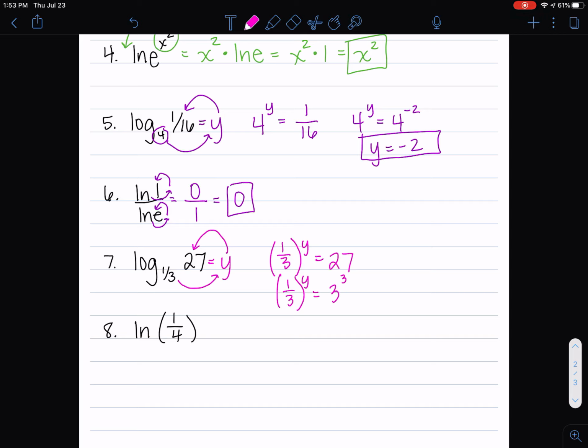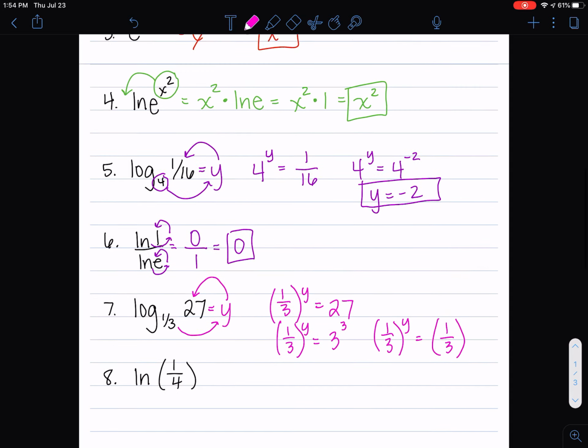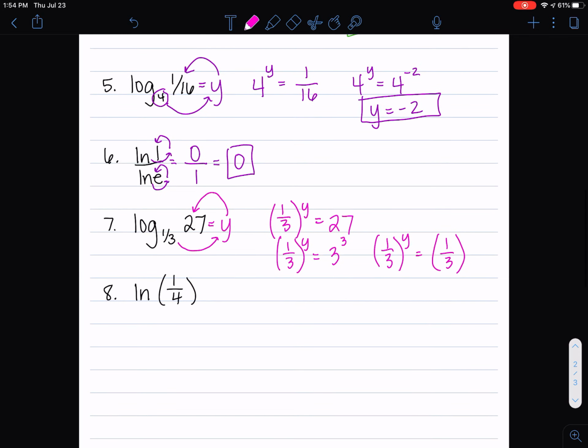Okay. Now, if I want to bump that down to the denominator, I can bump that 3 down and make it 1/3, but I have to now make my exponent into a negative number. Okay. So here y is going to be negative 3.